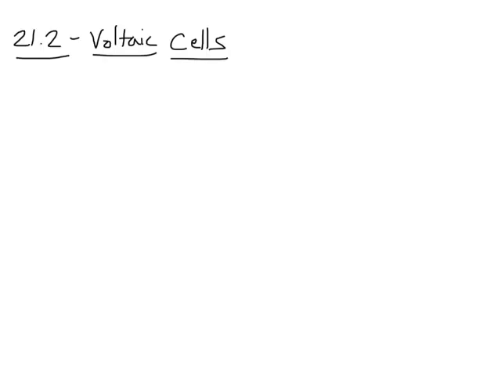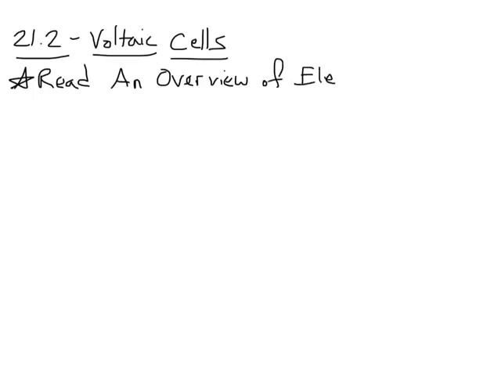Good thing to do. It's kind of strange that our book actually mentions them at the end of the previous section. So take a quick look. There's only about a couple paragraphs. It's called An Overview of Electrochemical Cells. Just some good background information before really diving into this section.